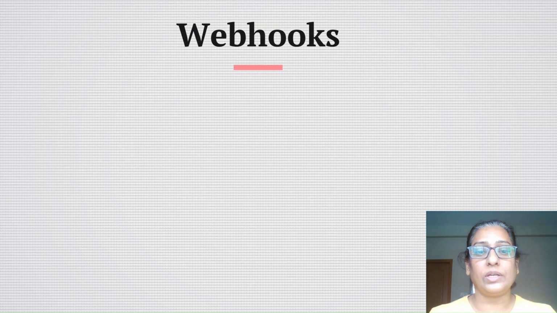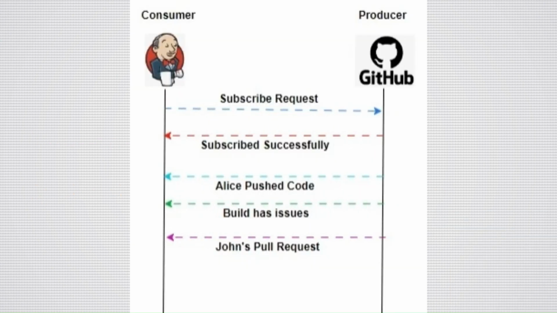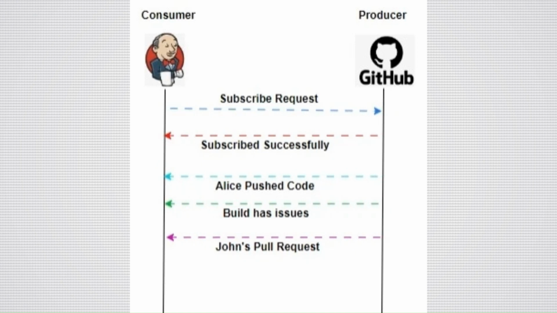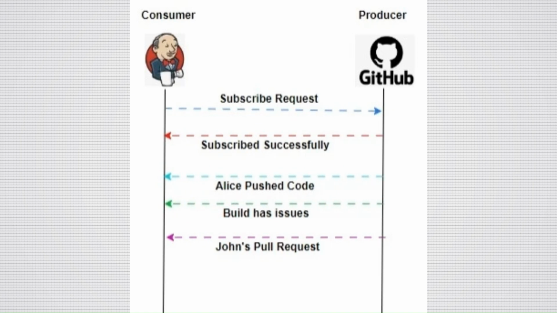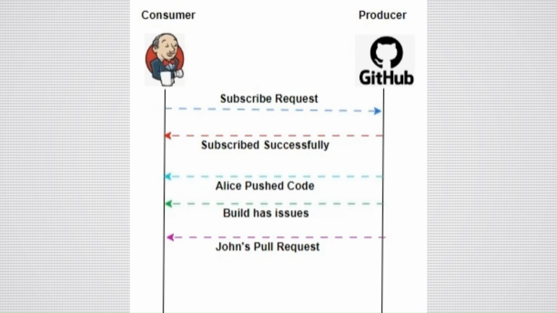It is important to note that the webhook protocol is usually used when server to server or application to application real-time communication is required. Let's understand how it works with an example. Suppose you have a continuous integration system or a deployment pipeline and you want to receive real-time updates whenever certain events like a code push, pull request, or any issues occur in your GitHub repository. In this scenario, you can use webhooks to establish communication between GitHub and your CI/CD system.